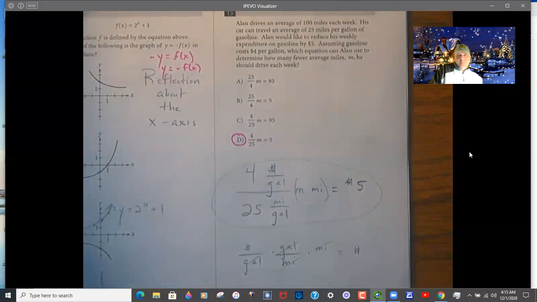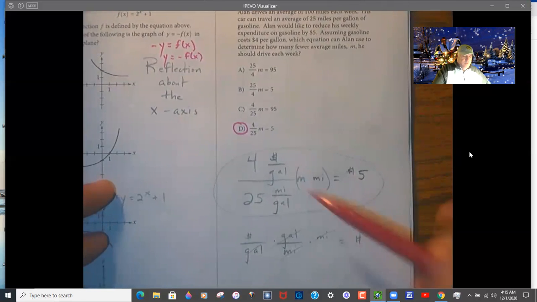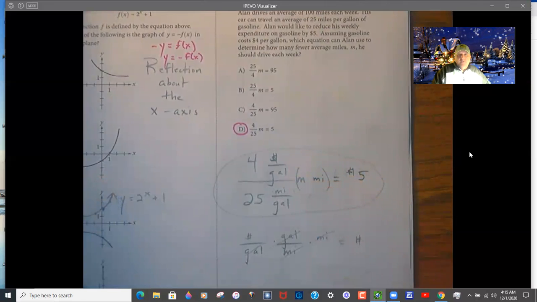So what does B or D give the correct answer? You need to really look at the units. So dollars per gallon divided by miles per gallon times miles. How does that play out in the unit canceling to give us dollars?